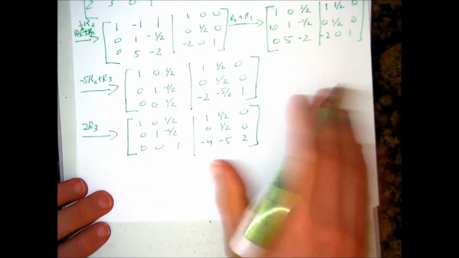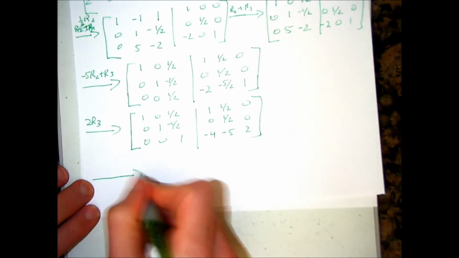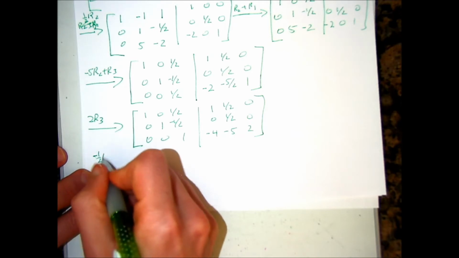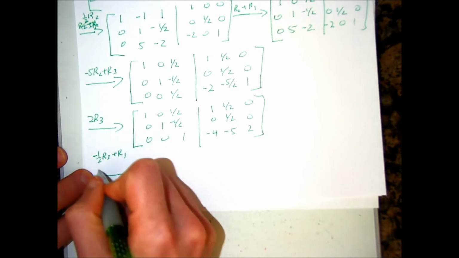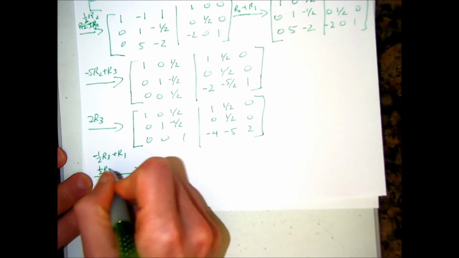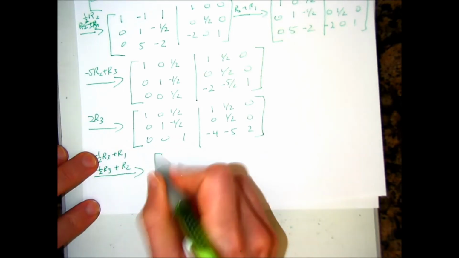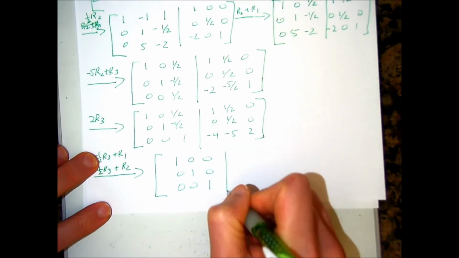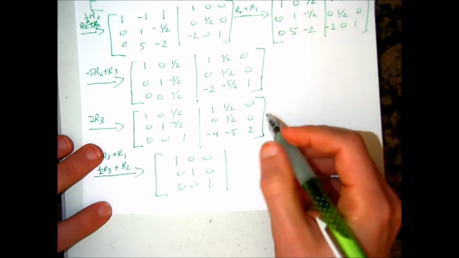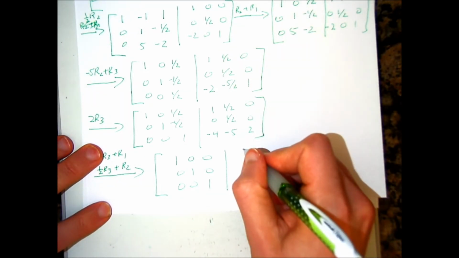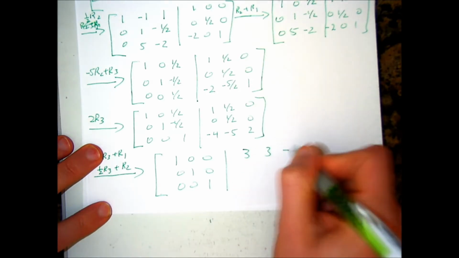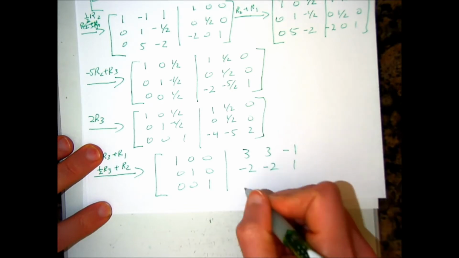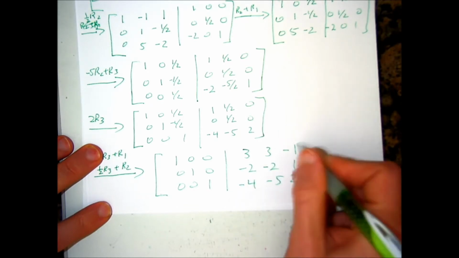Okay, so to save space, we'll do two steps in one. We'll take the third row, multiply it by -1/2, add it to the first row. Then we'll take the third row, multiply it by a half, and add it to the second row. And we will get 1, 0, 0, 0, 1, 0, and 0, 0, 1. And then we'll have here 3, 3, -1, -2, -2, 1, -4, -5, and 2.